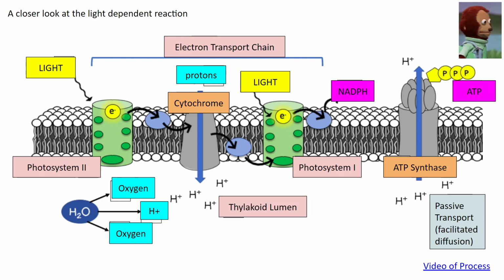Alright. So again, kind of take a step back. Electrons go across the electron transport chain, get transferred to photosystem 1, get hit with light energy again, and become highly energized. These energized electrons get transferred to this high energy electron carrier, NADPH. And then this gradient that was created from the electron transport chain is used as an energy source to drive ATP production.